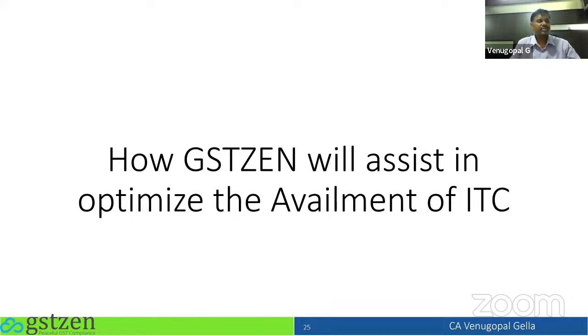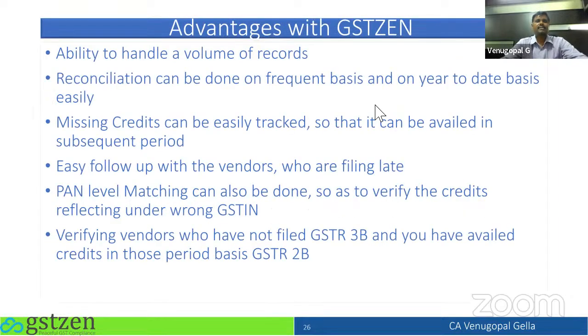All right, the questions we have taken. Now look at how GSTZen will assist you in optimizing the ITC. Firstly, you might be an expert in pivot tables. You might be an expert in VLOOKUP, XLOOKUP, HLOOKUP, all those things. But I would never suggest anyone using these Excel. Excel is like a pencil and a paper. Anytime you can insert a line, delete a column, erase something. Not good, right? For you to be able to handle volume of records, you need to use a tool, right?